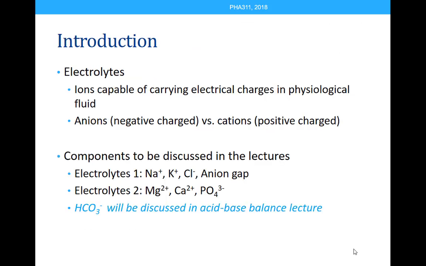Today we'll be talking about electrolytes. We touched upon electrolytes last time when we discussed osmolality. We were talking about sodium a lot, which is one of the major electrolytes. Today we will look at them in more detail. All right. So we'll be focusing today on sodium, potassium, and chloride. And towards the end, we talk a little bit about anion gap. All right, and the second lecture will talk about the remaining three major electrolytes.